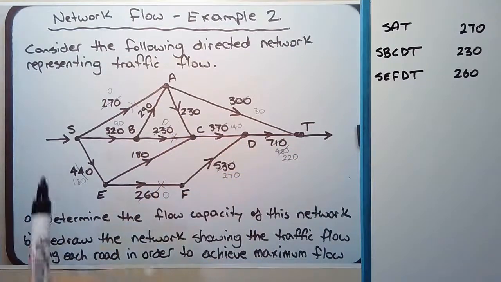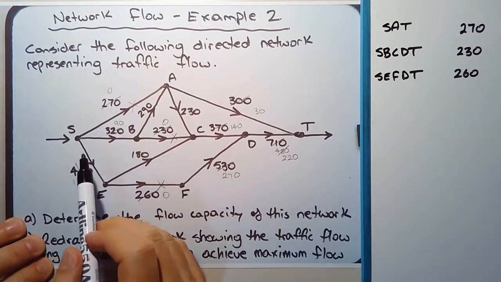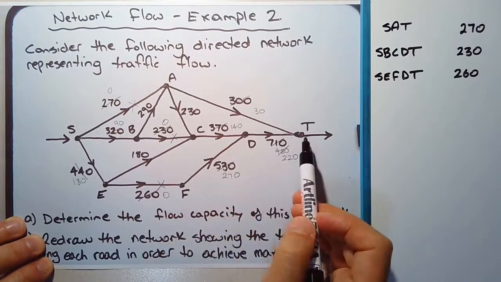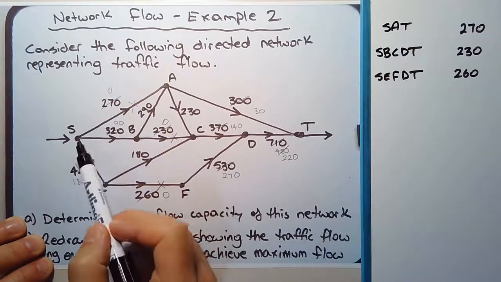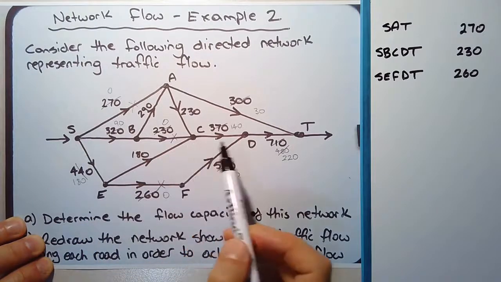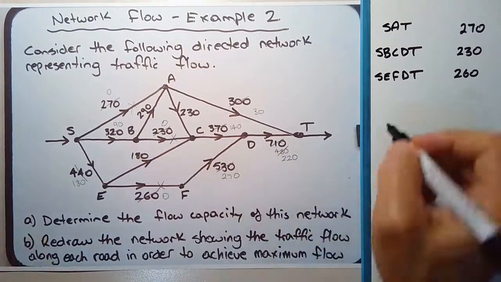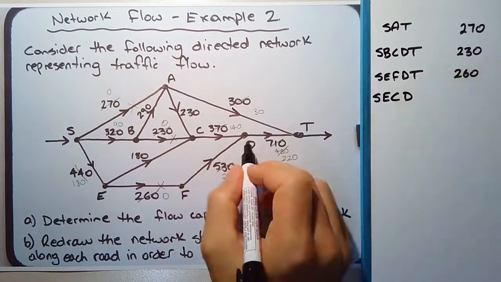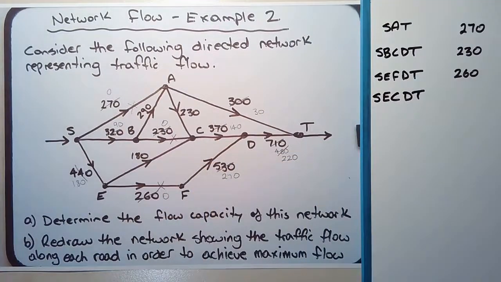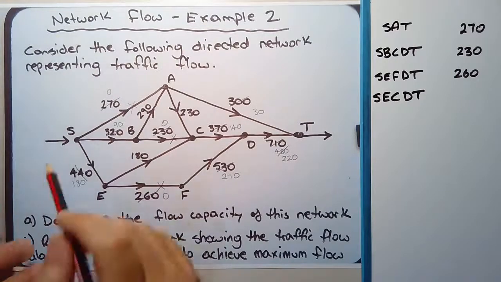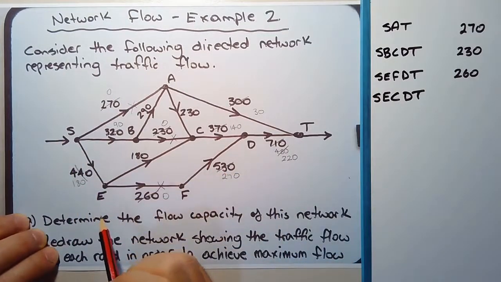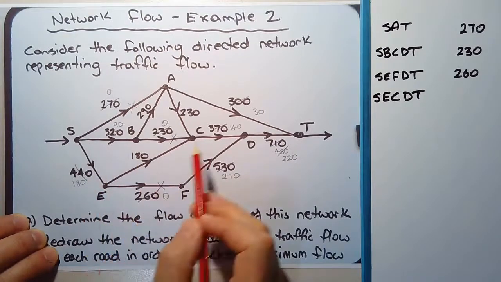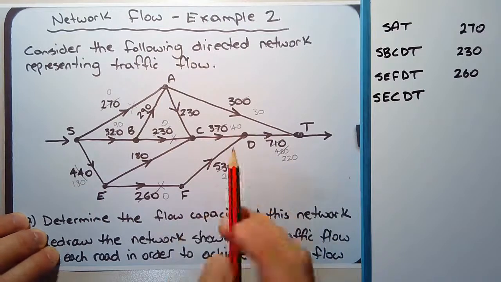Is there another way to get from S to T? We could go SB, A, C, DT, a complicated path there, or we can go SE, C, DT. Maybe we'll do that one. SE, C, D, and T. Let's walk along this path, or drive along it, and see which is the lowest number. We've got 180 there, 180 there, 140 there, 220. So 140 is the bottleneck.